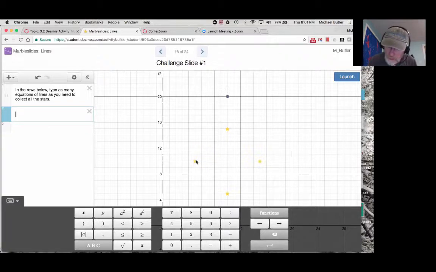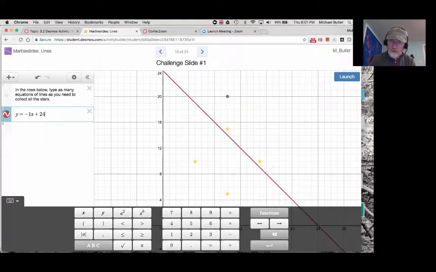So let's see, what would our slope between this star and this star be? So 1, 2, 3, 4, 5, 1, 2, 3, 4, 5. Okay, so -1. So y equals -1x will get me the left-hand side. And let's go with, say, plus 20. Not quite enough. Let's go, say, 25. Not too much. Go 24. So you see, Regina, I'm just doing this kind of by guess and check, okay? So there's no real systematic thing to it.